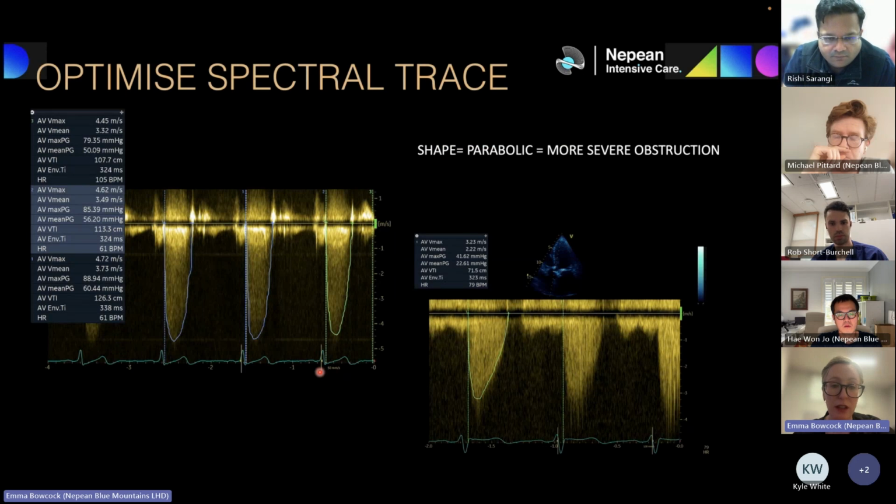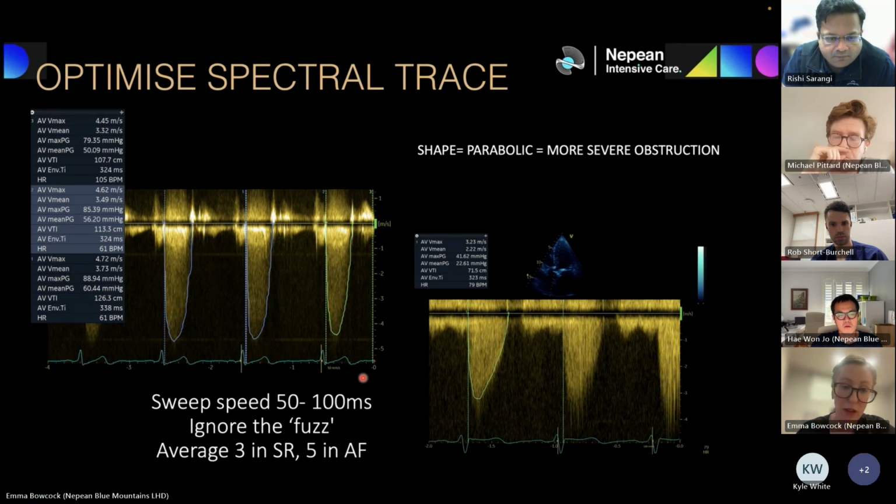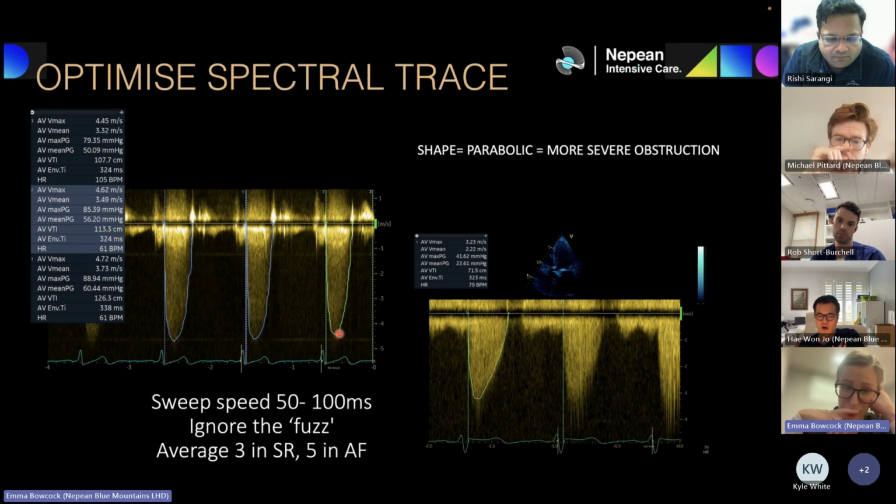And this is what I was speaking about before. The sweep speed should be between 50 and 100. You don't want to have more than a maximum of 4 on a screen. You can see this has got 4 on it. If we went to 100, we'd have 2. So making sure you definitely don't have more than 4 spectral Doppler traces, because you're just going to lose your accuracy with tracing. Ignore the fuzz. So all of this stuff down here, you'd be ignoring that.